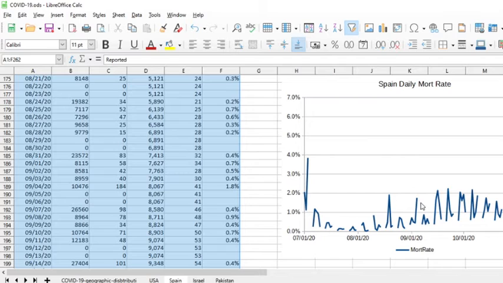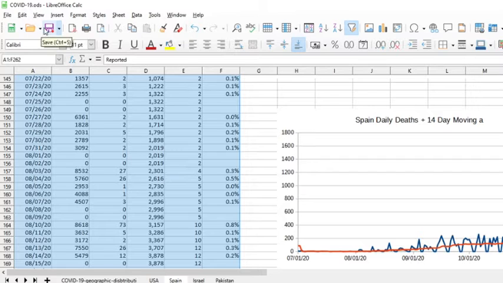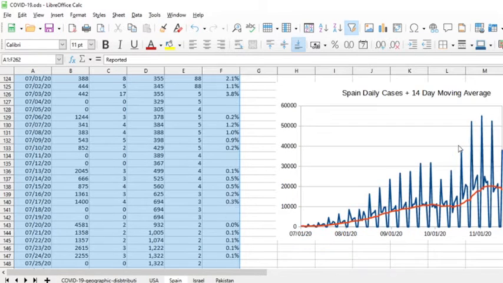Okay, so now you can see the Spanish mortality rate as of 7.1 is under 2%. So that's good news. But Spain is clearly struggling with cases and deaths, although not being helped by this method here. You could, of course, just plot this here, and that's it. So that takes care of Spain.